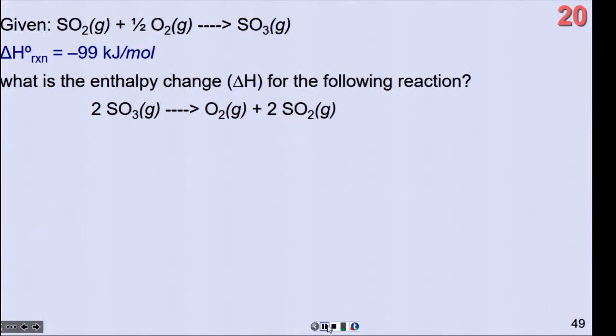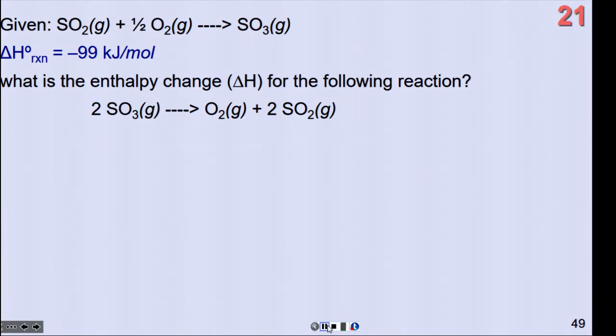Let's do another example using some of these relationships that are generalizable and helpful. If you know that 1 mole of sulfur dioxide reacts with half a mole of oxygen to make sulfur trioxide, and you have a delta H of the reaction at the standard states, that's what that little 0 superscript tells us, and you're given a value of minus 99 kilojoules per mole, we're going to ask to find the enthalpy change, delta H, for the reaction shown below.